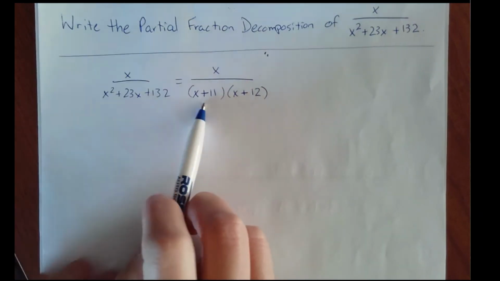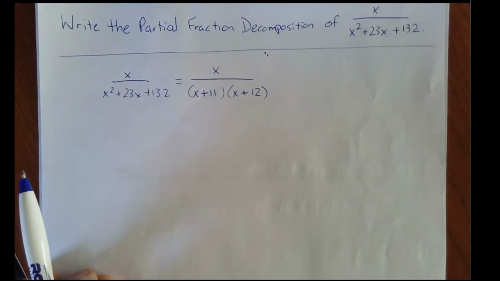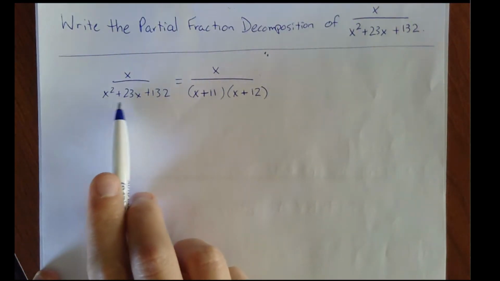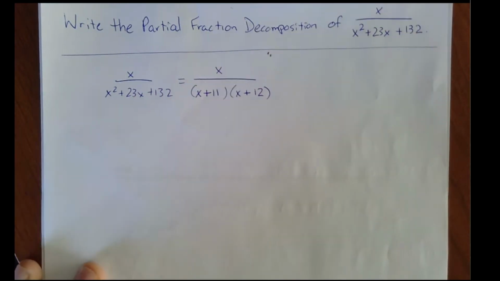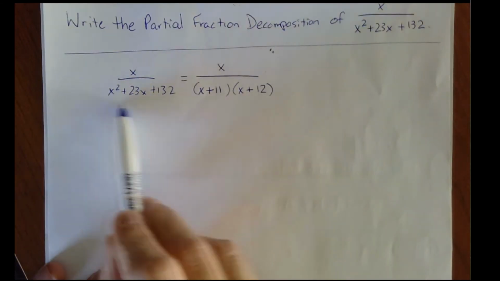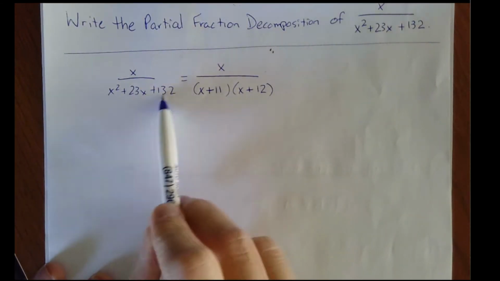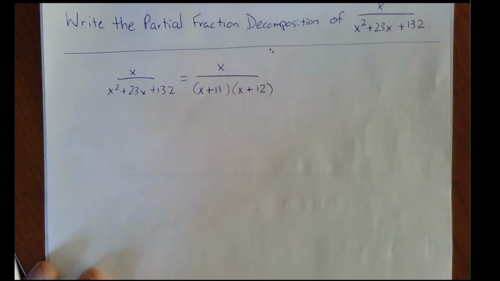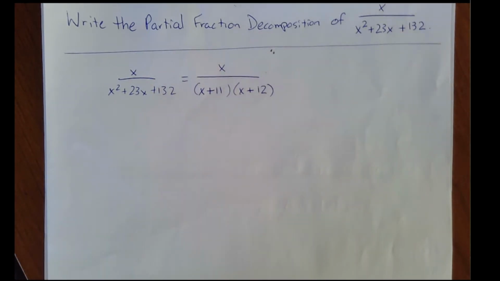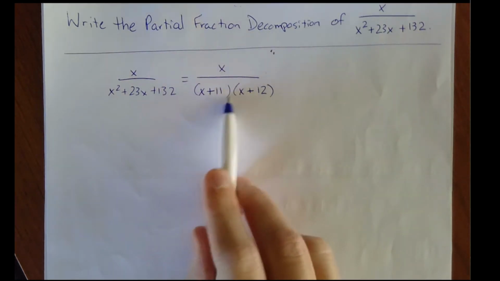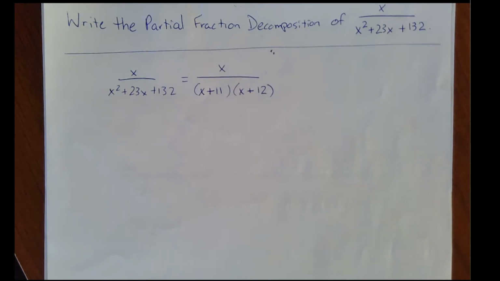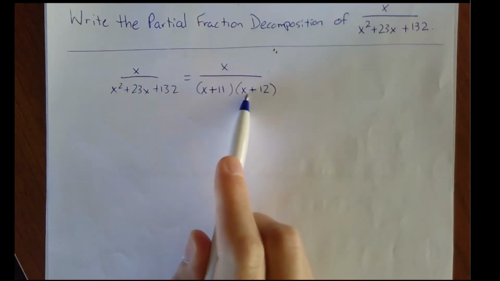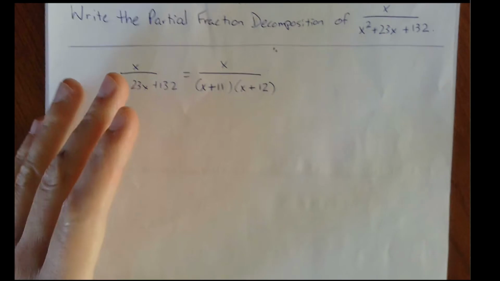If you have difficulty factoring, you could also use the quadratic formula with a equals 1, b equals 23, and c equals 132. Then you would find that the zeros of this function would be negative 11 and negative 12. And remember, if you have a zero, x minus that number is a factor. So if negative 11 is a zero, then x minus negative 11, or x plus 11, would be a factor. Same thing, your other solution would be negative 12, which would tell you that x plus 12 would have to be the other factor.